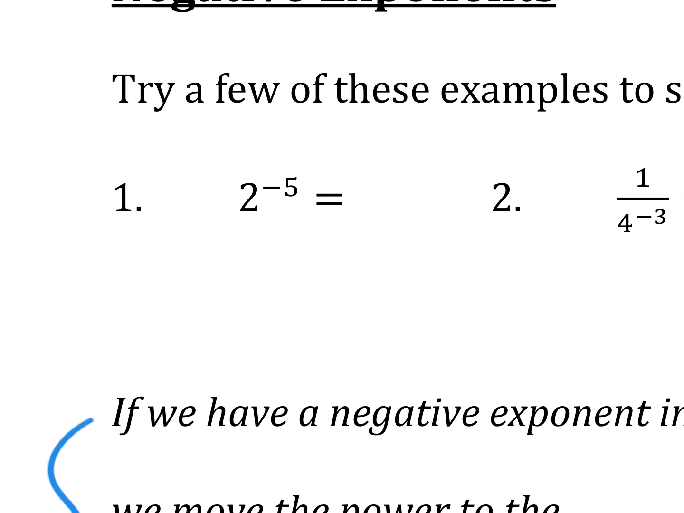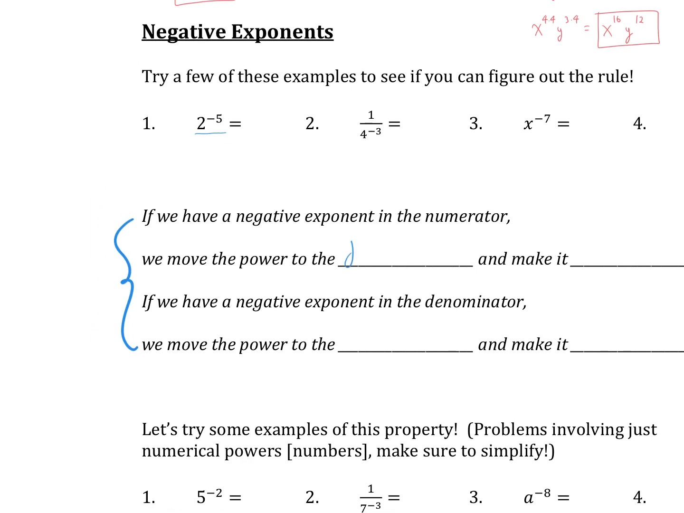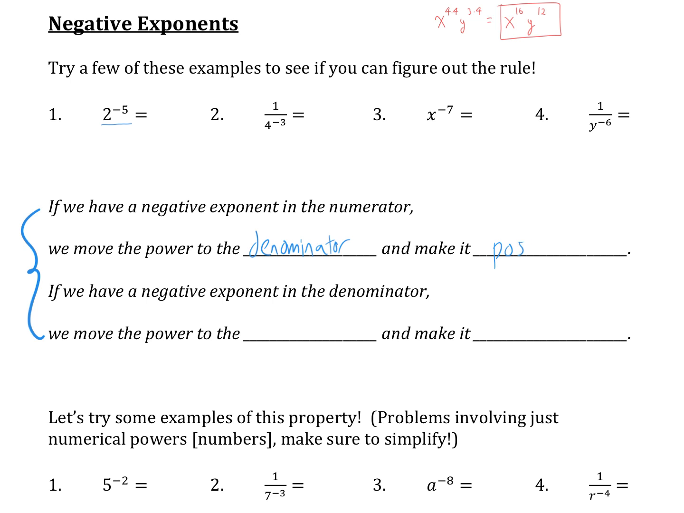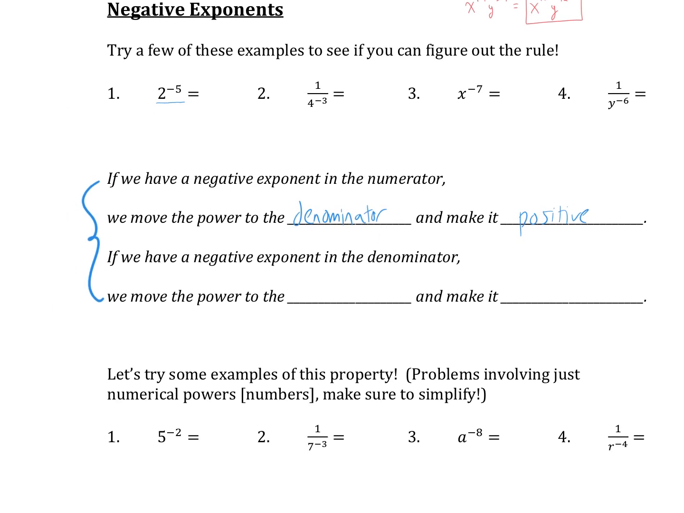All right, so with negative exponents, if it's in the numerator, it's going to go to the denominator and vice versa, right? So let's fill that down here. If we have a negative exponent in the numerator, we're going to move it to the denominator and make it positive. And vice versa, if it's in the denominator, we're going to move it to the numerator and make it positive still, okay? So now we know the rule.